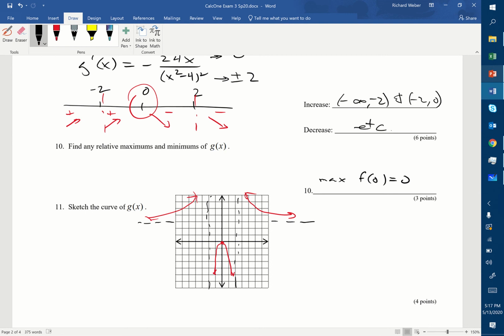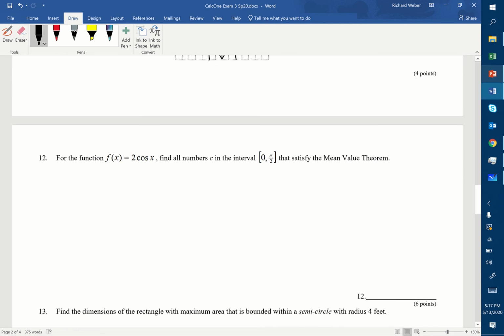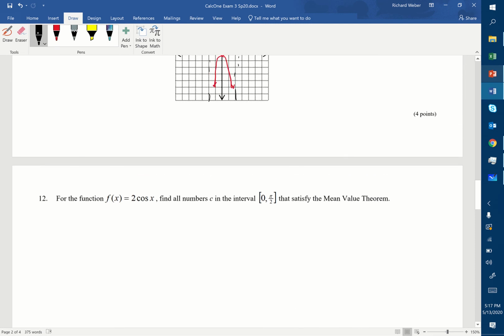Okay, going to the last 2 pages. We're trying to find, with the mean value theorem, a very fast way of doing this is just go f prime is negative 2 sine x. And then you set it equal to the slope of the secant. So it's going to be 2 cosine of pi over 2 minus 2 cosine of 0, all over pi over 2 minus 0. So you end up with minus 2 sine x.